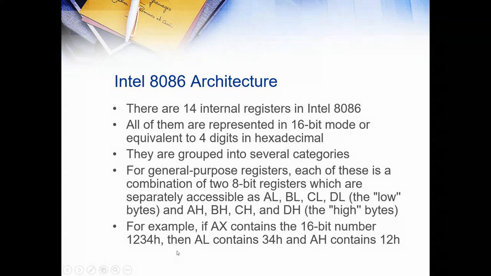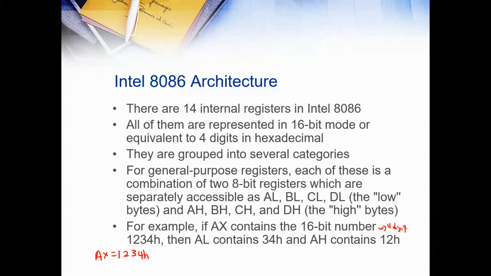Okay, we continue the second part of the assembly language. So, the Intel 8086 architecture. When you use AX, it means you're using 16-bit numbers. If you write it in hexa, we can have AX equals 1234H, which means four digits of hexa. So a 16-bit number is equivalent to 4 digits of hexa.